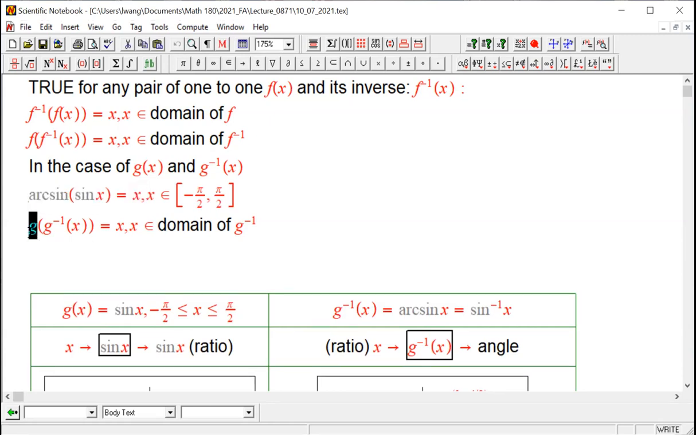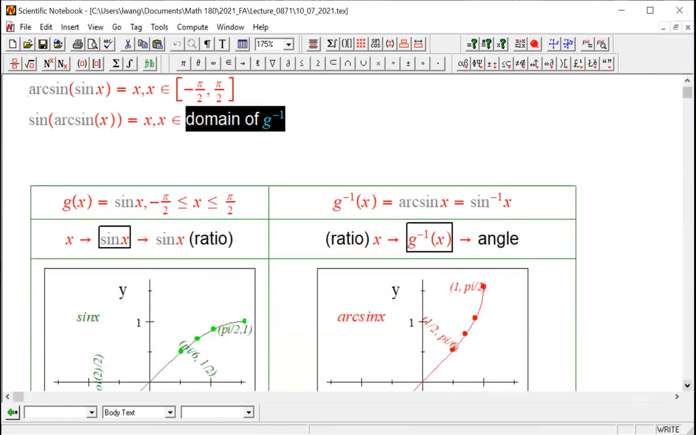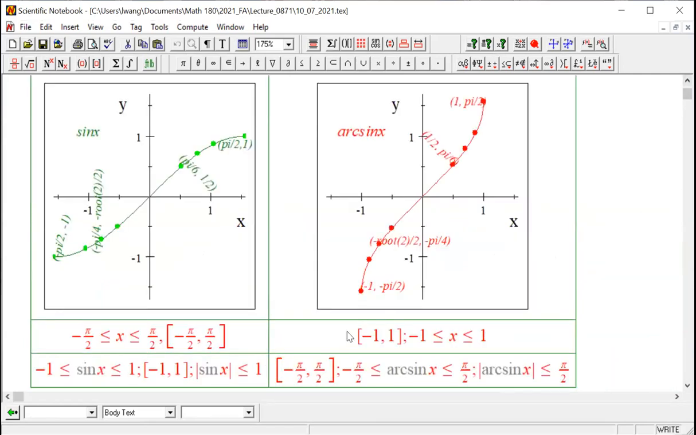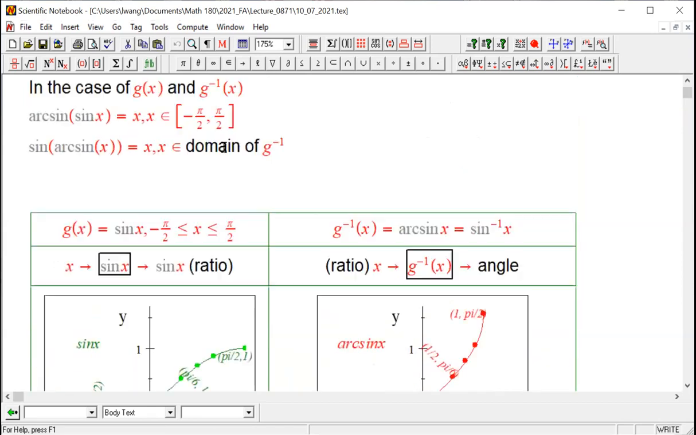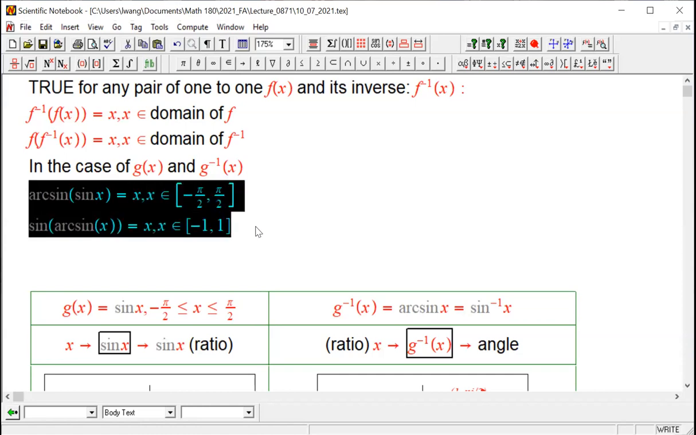G is sine. What's G inverse? ArcSine. And X belongs to the domain of G inverse. What's the domain of G inverse? Right here, from -1 to +1. So the domain of G inverse is from -1 to +1. So in our special case, we will get these two statements.